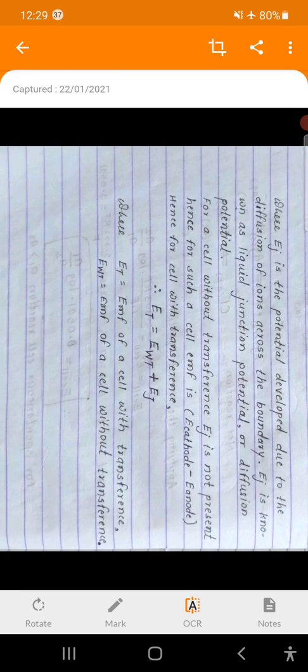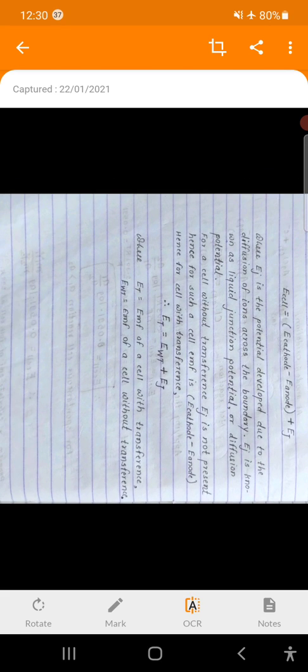Therefore, ET is nothing but the EMF of the cell with transference, and EWT is the EMF of the cell without transference. Hence, the EMF of the cell with transference, ET, is equal to the EMF of the cell without transference plus EJ. In this type of cell, EJ is the additional potential developed.